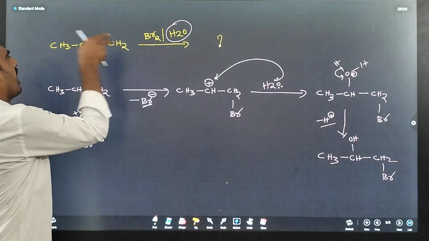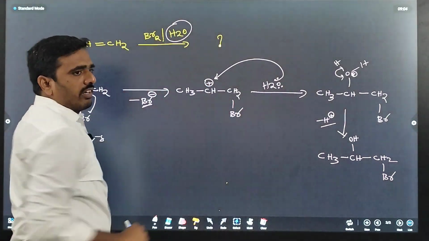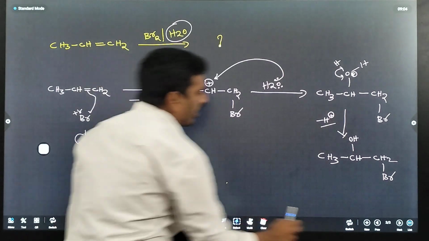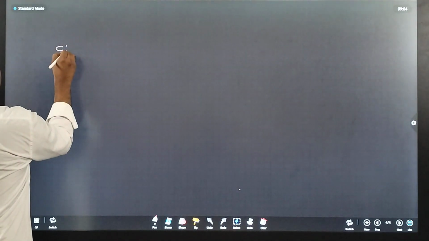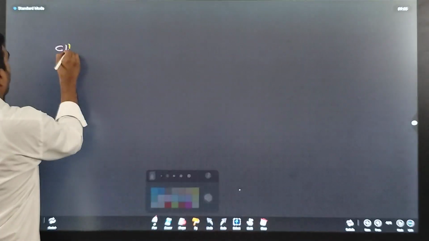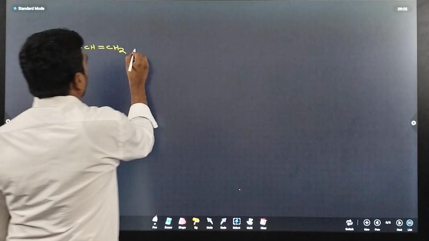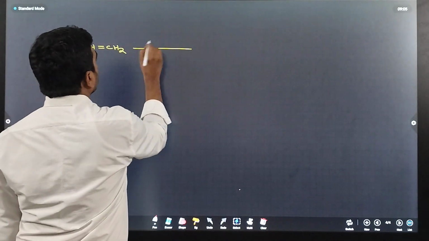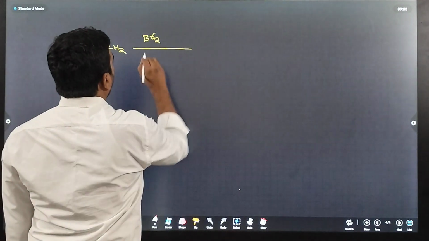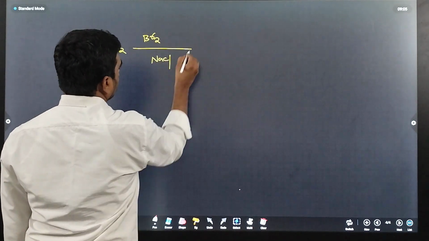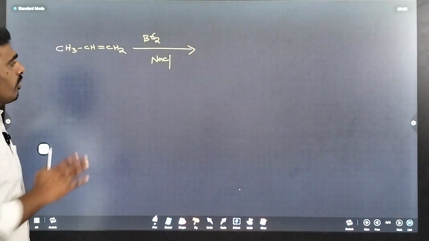Whenever halogen adds to alkenes in the presence of polar solvent, hydroxy compounds are produced. So I can write one more compound. Similarly, I can take propene, CH3CH=CH2, in the presence of Br2 and NaCl. Br2 is the addition of halogen, and sodium chloride is a polar solvent.